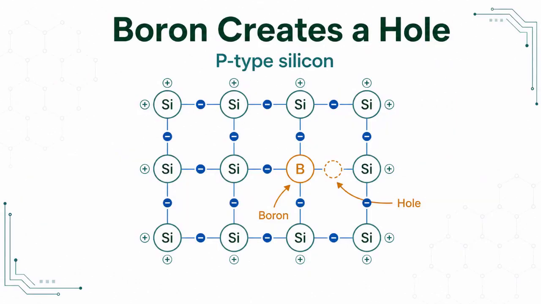When a silicon atom gets swapped out for a boron atom, which is a group 3 element with only 3 valence electrons, it comes up 1 electron short when it tries to bond with its 4 silicon neighbors. This missing electron creates a vacancy. We call this a hole. Now, here's the really cool part. Even though it's technically just empty space, this hole can actually move through the lattice as other electrons rapidly jump in and out of it. To an outside observer, that hole acts exactly like a positive charge carrier moving through the crystal.